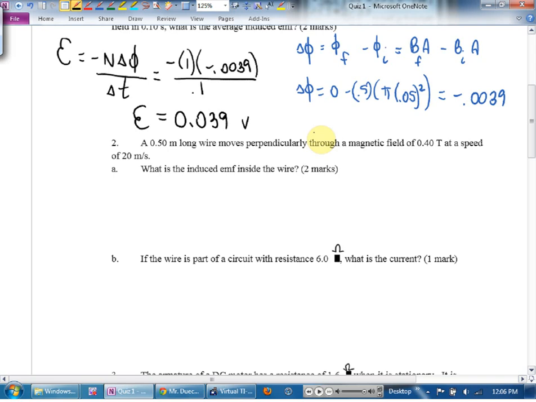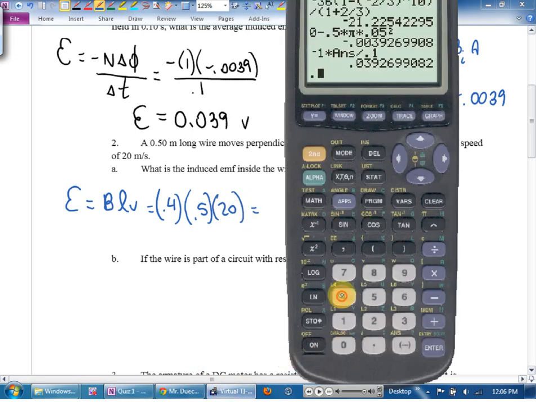A 0.5 meter long wire moves perpendicularly. That's good. That means it will induce a voltage through a magnetic field at a speed of 20 meters per second. What's the induced EMF? So the induced EMF is BLV. Magnetic field is 0.4. Length of wire is 0.5. The velocity is 20. 0.4 times 0.5 times 20. How many volts do we get?